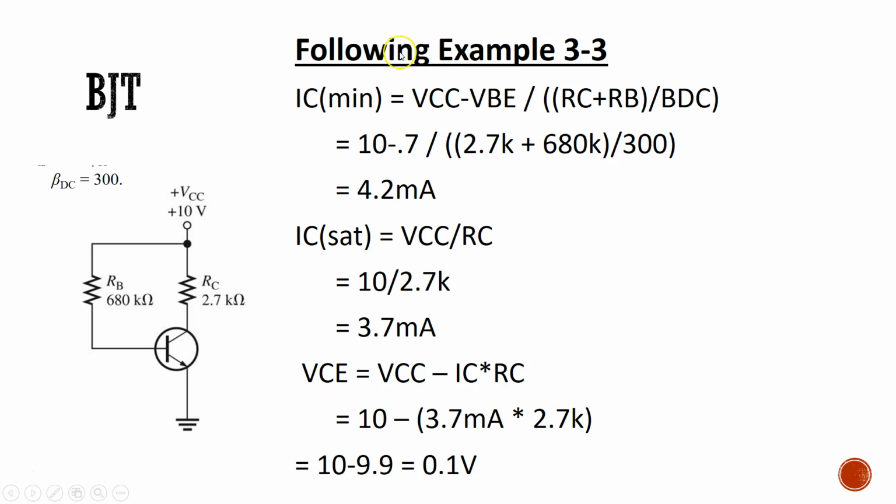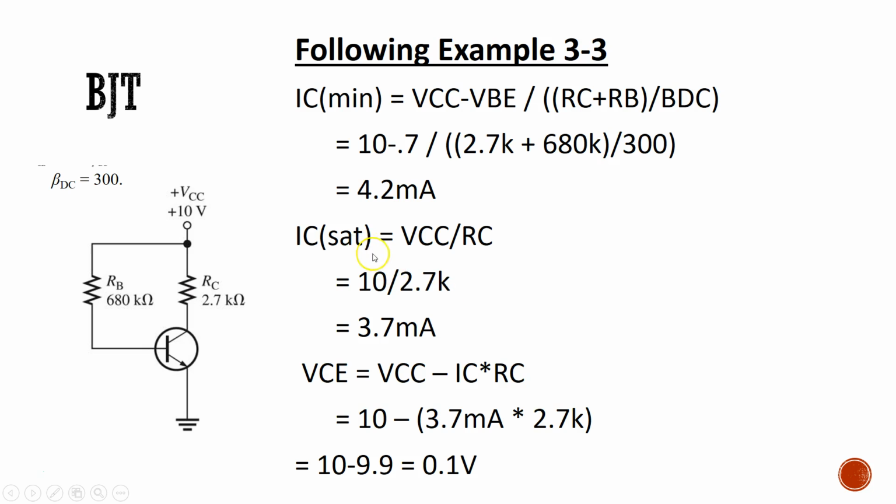All right. Here we're following example 3-3, and we calculate the minimum current using VCC minus VBE divided by RC plus RB divided by our beta DC. For this example, that's 10 minus 0.7, and our 2.7K plus 680K divided by 300, which was the beta that was given. And that gives us 4.2 milliamps for our minimum collector current.